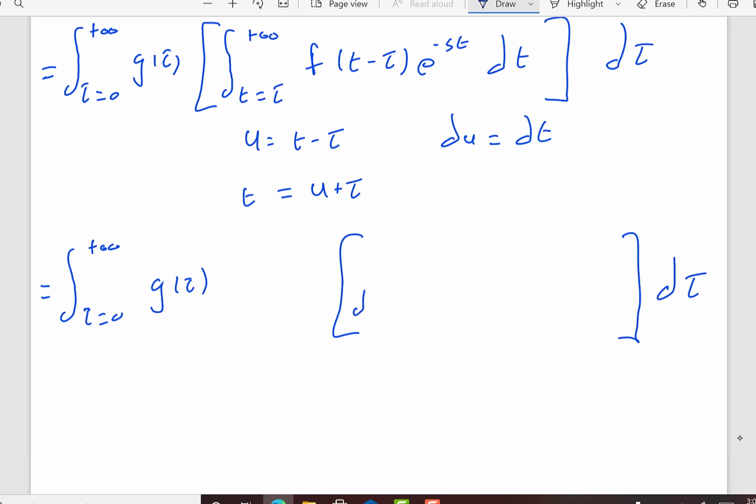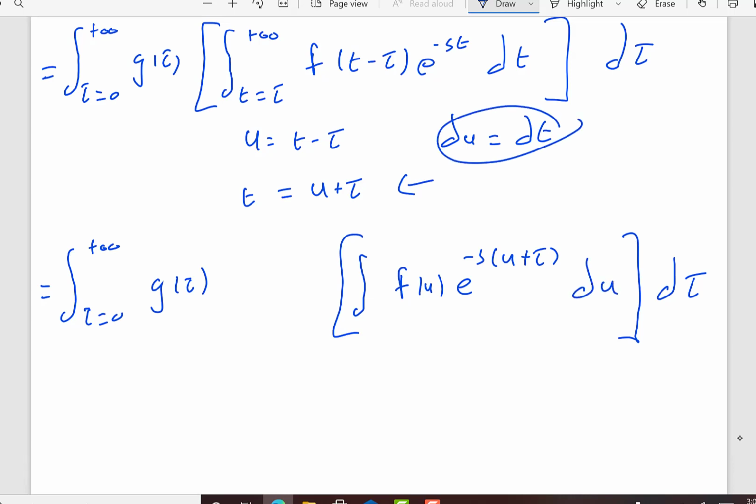So the inner integral, when I do my change of variables, the f of t minus tau becomes f of u. The e to the minus st becomes e to the minus s times u plus tau. Since t is equal to u plus tau, the dt becomes du. And for the limits, well, u is equal to t minus tau, and if the lower limit is t equals tau, this means I'm going to have the limits going from u equals 0 to positive infinity.